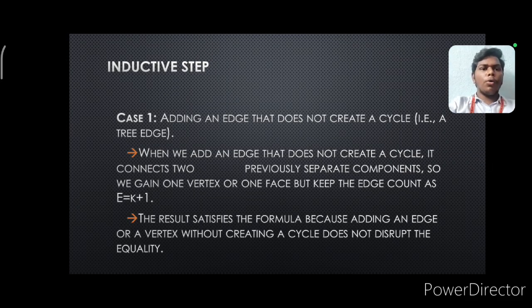So here we have proved Euler's formula for planar graph. To prove that, the main theme is that while adding an edge, it does not create a cycle. So this result satisfies the formula, because adding an edge or a vertex without creating a cycle does not disrupt the equality. So here we have proved Euler's planar graph formula.